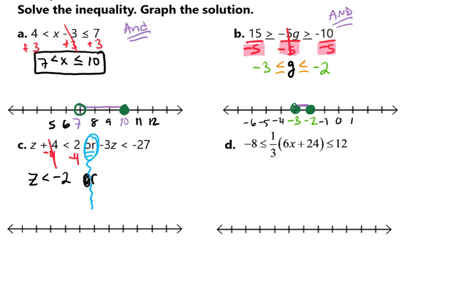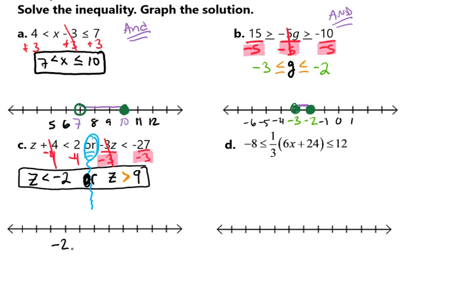And now we're going to solve the other side. Here, we want to get the z by itself, and right now that negative 3 is multiplying with the z. So the inverse of multiplication is division. We're going to divide both sides by negative 3, and that's going to give us a z, but remember we just divided by a negative, which means we have to switch our symbol to a greater than sign. And negative 27 divided by negative 3 is 9. And so now we're going to graph this. z is less than negative 2 or z is greater than 9. And so that is our inequality.